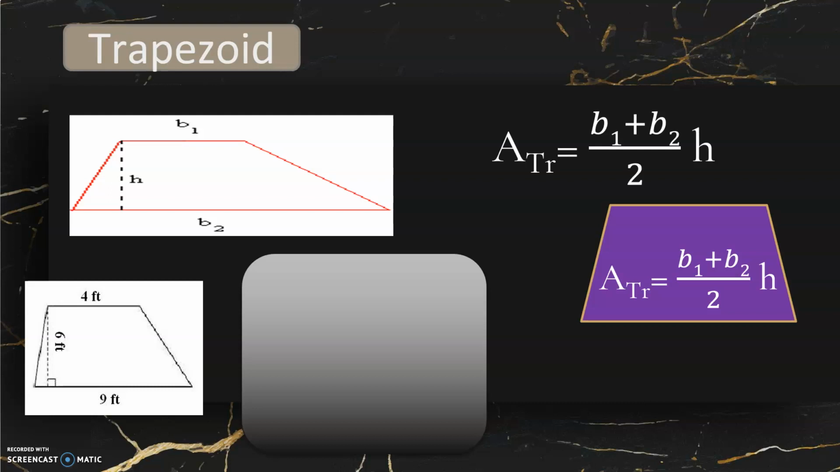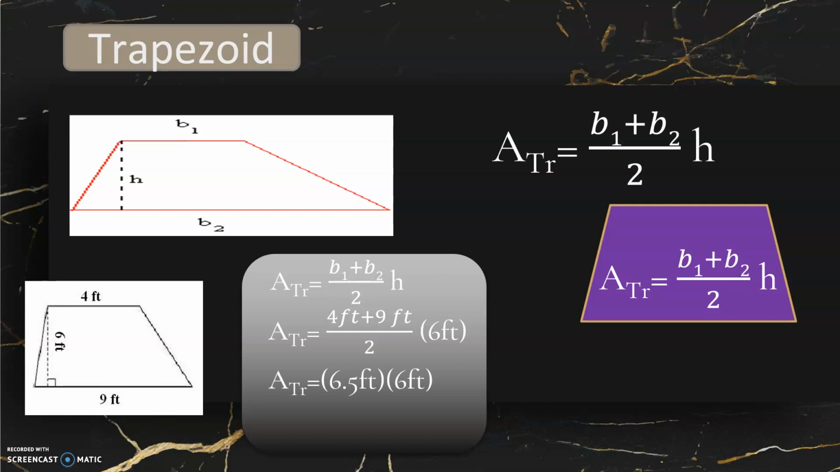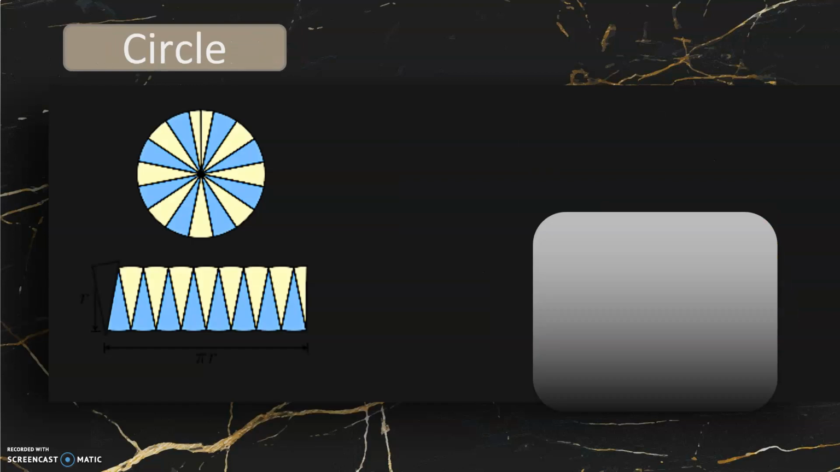So for example, if we have a trapezoid whose bases measure 4 feet and 9 feet and has a height of 6 feet, to find its area, we'll have (4 feet plus 9 feet) divided by 2, times 6 feet. So we'll have 6.5 feet times 6 feet, which is equal to 39 square feet. Therefore, the area of this trapezoid is 39 square feet.